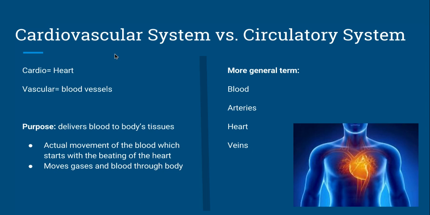They're very similar, except you need to know the purpose of the cardiovascular system. The purpose is that it delivers blood to the body's tissues. So this is talking about the actual movement of blood and movement of gases through your body. The circulatory system is more of a general term, while the cardiovascular system is talking about the actual movement of blood and gases.